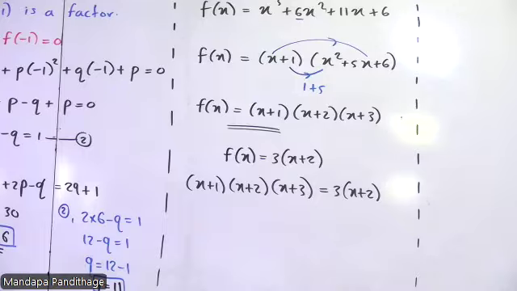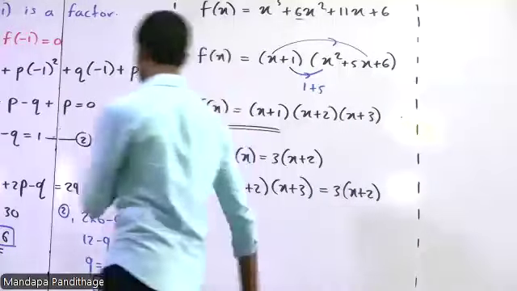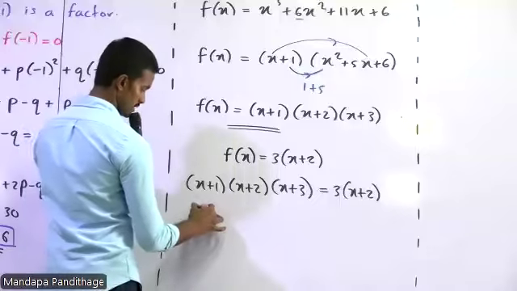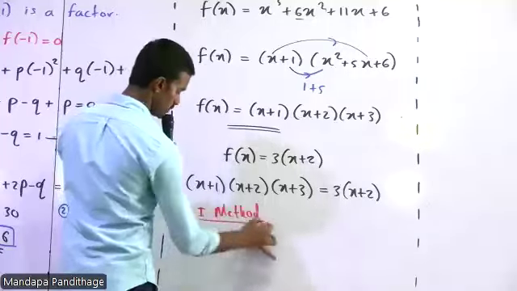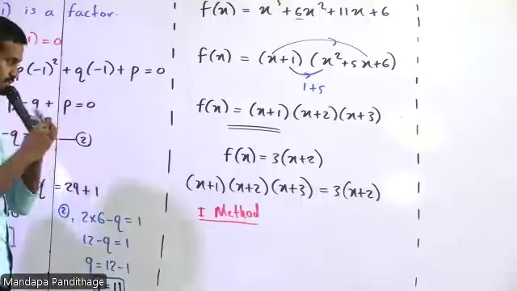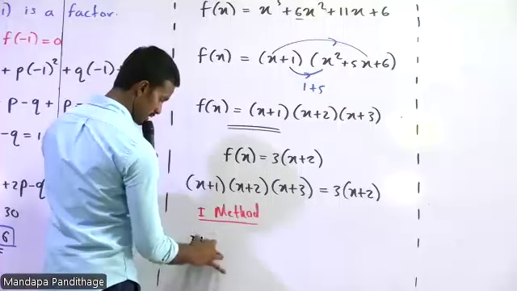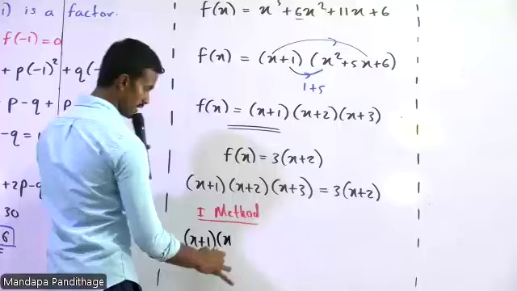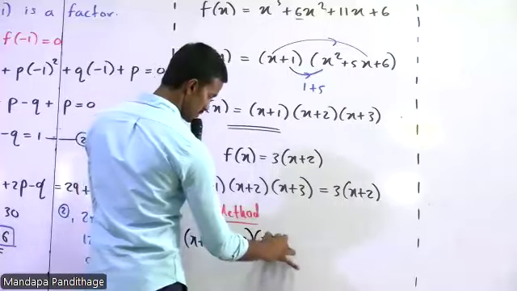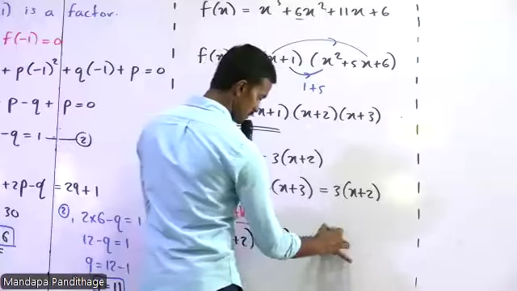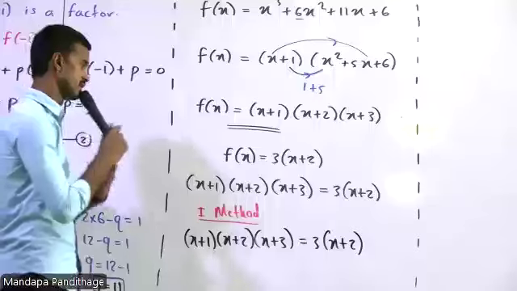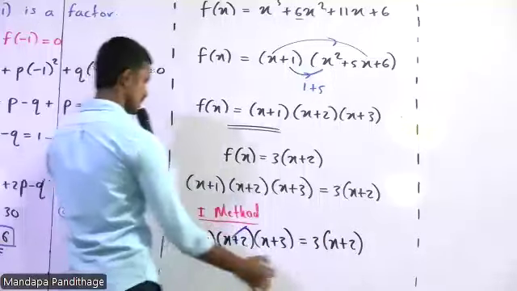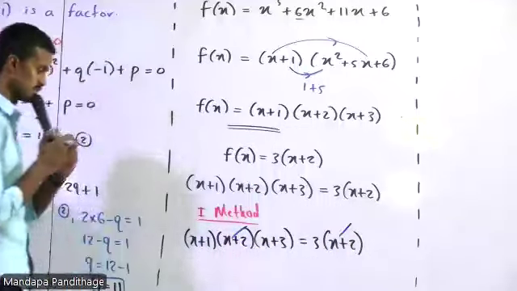So simplify this. Normally when I ask you to do this, I see two kinds of simplification. This is not the first method or second method, but I'm just writing two ways that you do this. One way is x plus 1, x plus 2, x plus 3 is equal to 3 times x plus 2. You can see x plus 2 is common on both sides, so you can cancel off x plus 2.